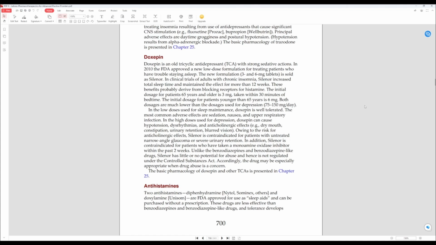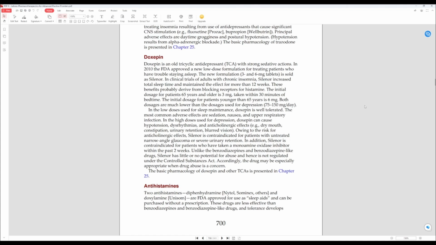In a high dose that's usually used for depression, doxepin can cause hypertension, dysrhythmias, and anticholinergic effects. Owing to the risk for anticholinergic effects, Silenor is contraindicated for a patient with untreated narrow-angle glaucoma or severe urinary retention. In addition, Silenor is contraindicated for patients who have taken monoamine oxidase inhibitors within the past 2 weeks.